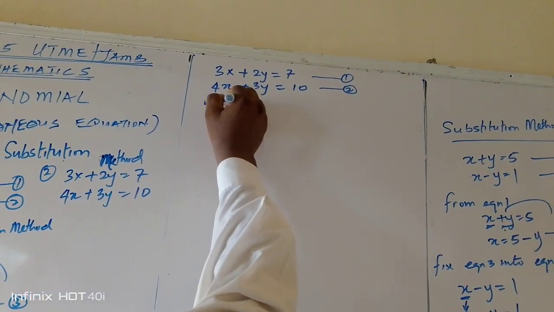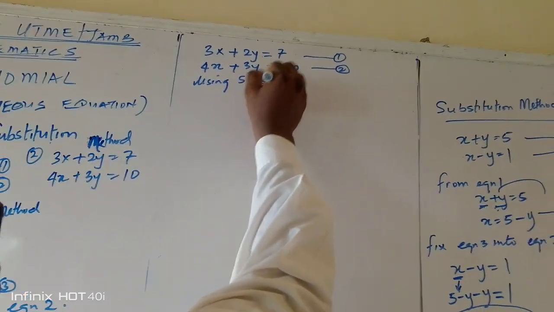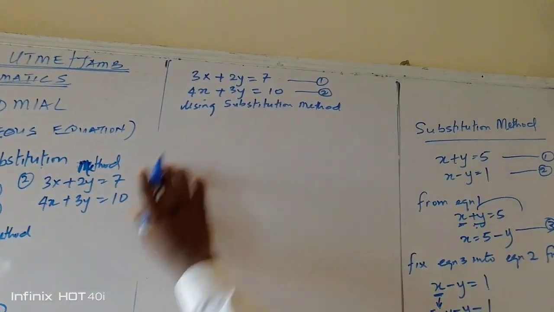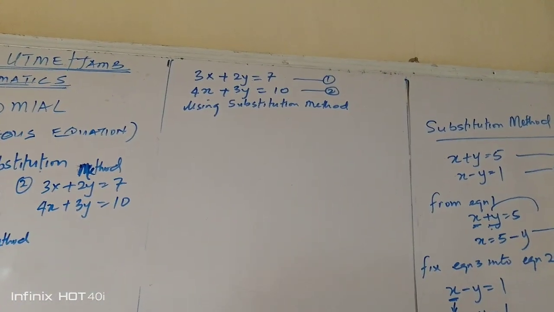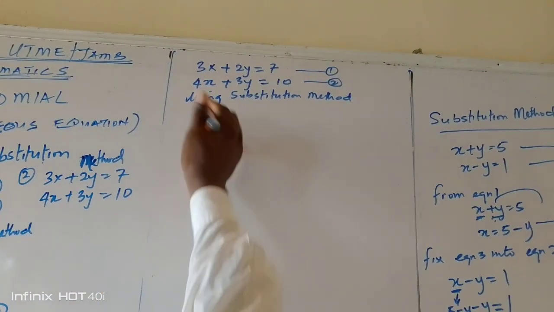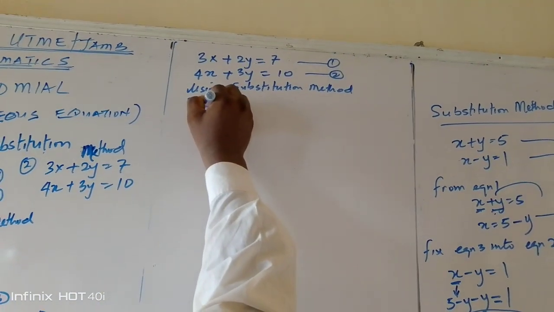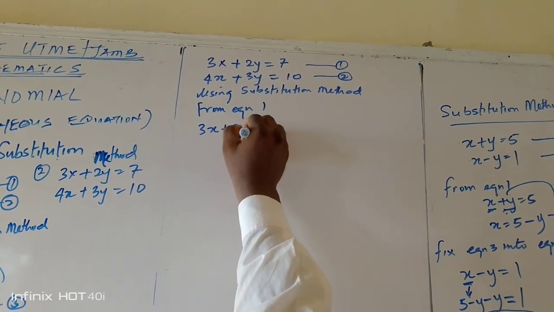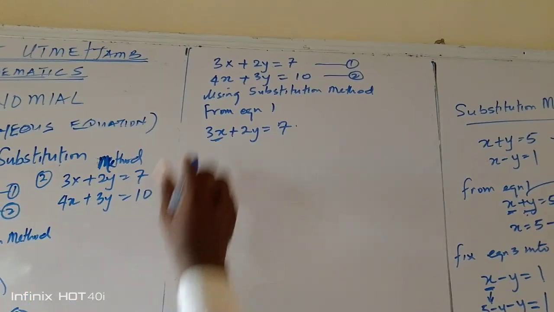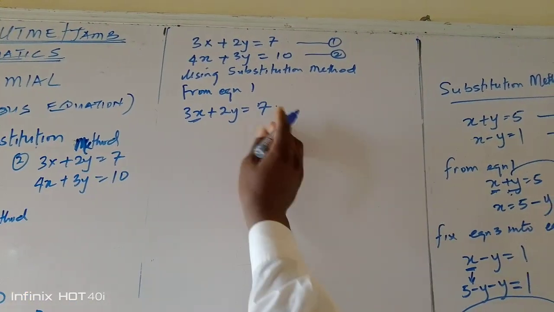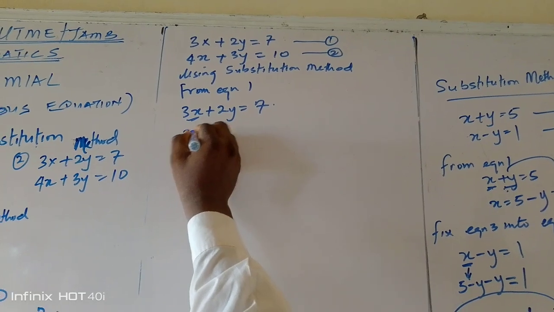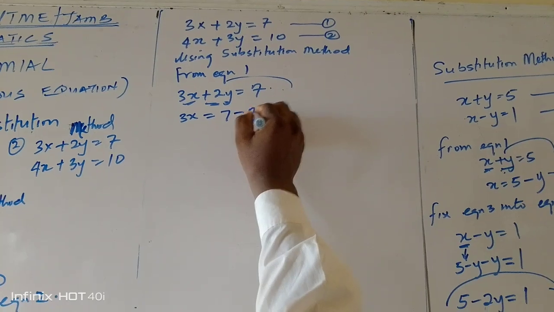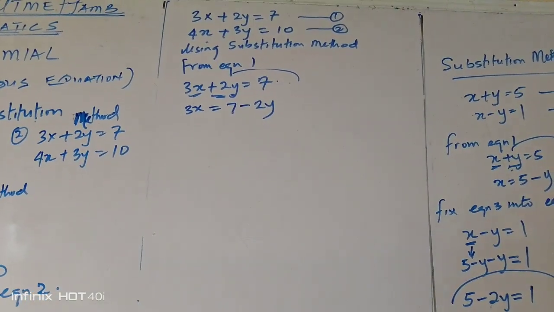So using the substitution method, I have to decide which one I want to make the subject of the formula. From equation 1, I want to make x the subject of the formula. From equation 1, I have 3x plus 2y equals 7. So I will say 3x equals 7, and when this one is coming to this side, it becomes minus 2y. But that's still not my x.